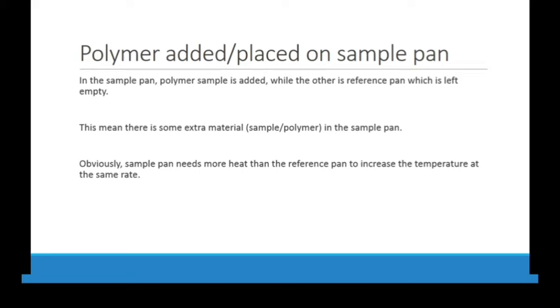If we have some sample on the sample pan, the heater inside or beneath the sample pan has to work more, because it has to increase the temperature at the same rate as the reference pan. So we have a comparison with the reference pan, and the reference pan has no material, so it will increase like normal. It doesn't have to work fast or slow.